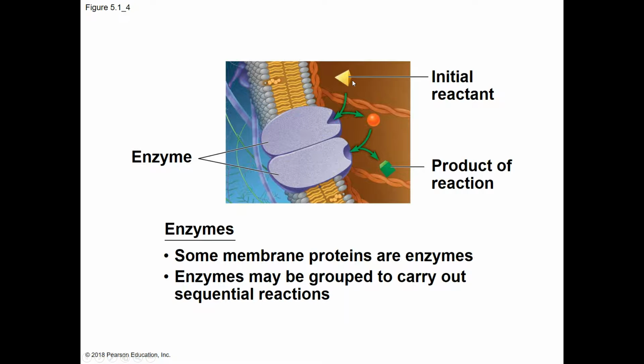So let's kind of walk through this a little bit. So here we have our initial or our first reactant. It binds to the active site of this enzyme, which performs some type of chemical reaction, which releases a product here. And then this product actually acts as a reactant for the following enzymatic reaction. And then that releases its own product.